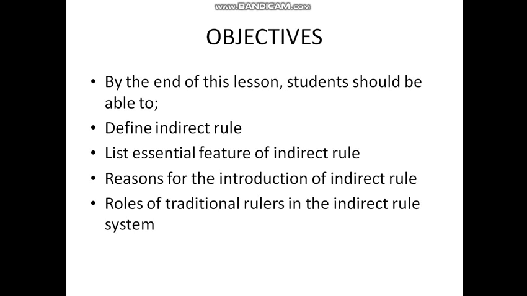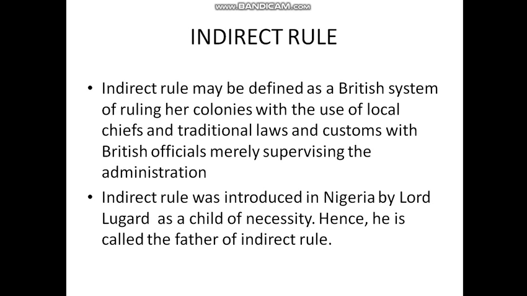I'm going to take you over to the next slide now. First and foremost, what is indirect rule? Indirect rule may be defined as a British system of ruling her colonies with the use of local chiefs and traditional laws and customs, with British officials merely supervising the administration.